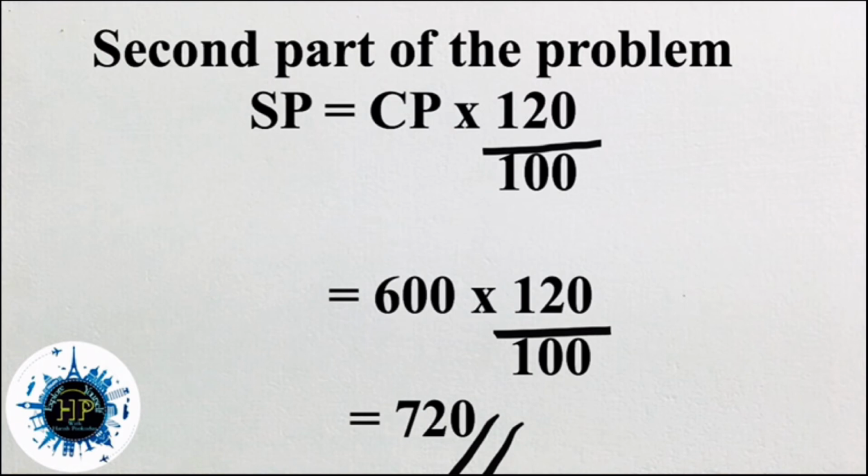That is, selling price is equal to cost price. Cost price here is 600, into 120 percent, meaning 120 divided by 100. If you solve this, we get 720 rupees. 720 rupees is the answer. If you sell that bag for 720 rupees, you will get 20 percent profit.